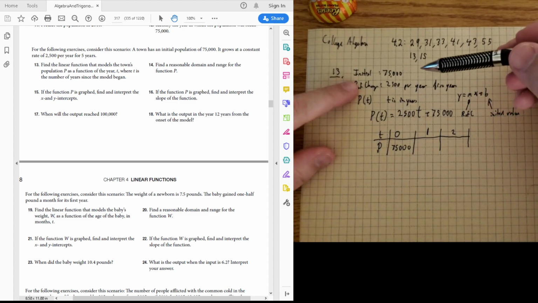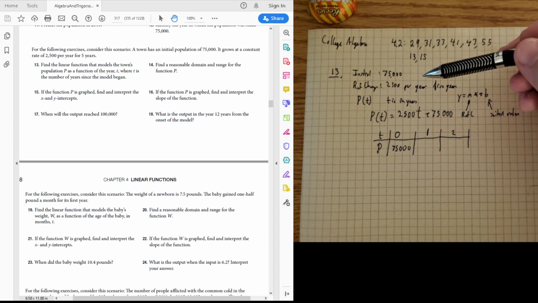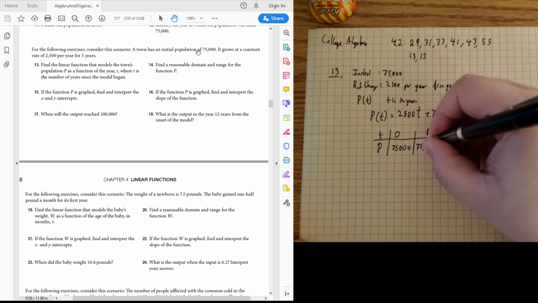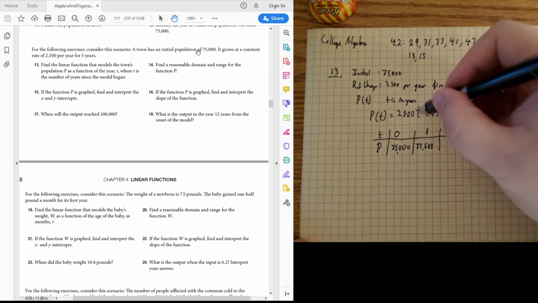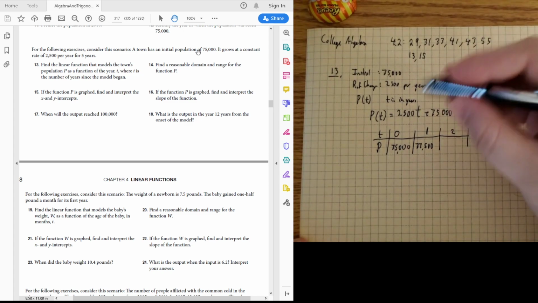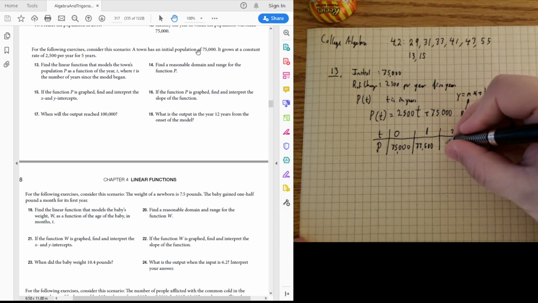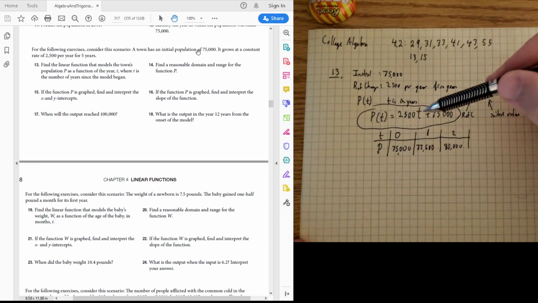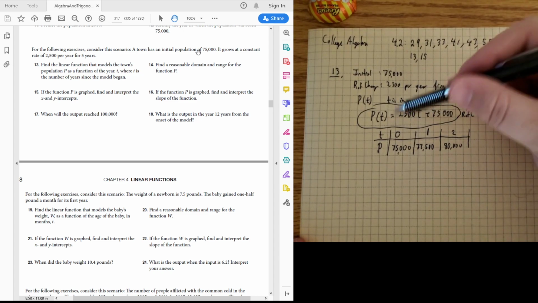Now, if I'm just thinking about the problem, so I go over here to the problem itself, and ask myself, okay, based upon what they've told me, what's going to happen after 1 year? Well, in 1 year, I'm going to add 2,500 people. So my 75,000 is going to grow to 77,500. And the thing is, if I plug in 1, that's exactly what happens. If I plug in 1, 2,500 times 1 is 2,500, plus 75,000 is 77,500. After 2 years, the same process happens, except now we're at 80,000. And so it seems like this function is the right one. It has the initial value of 75,000, and it has the rate of change of 2,500.